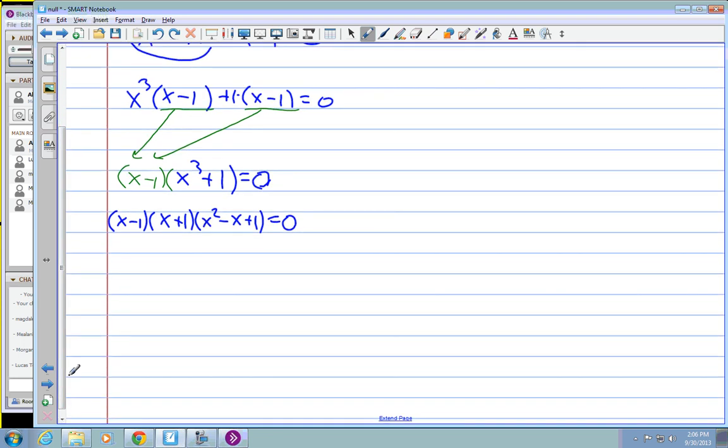Right? That's the sum of cubes. So again, as before, set each factor to 0, and then solve. So x minus 1 equals 0, x plus 1 equals 0, and x squared minus x plus 1 equals 0. So x equals 1, x equals negative 1. And the last one, just plug it in the quadratic. It'll give you, again, the solutions with i's in it. Okay?